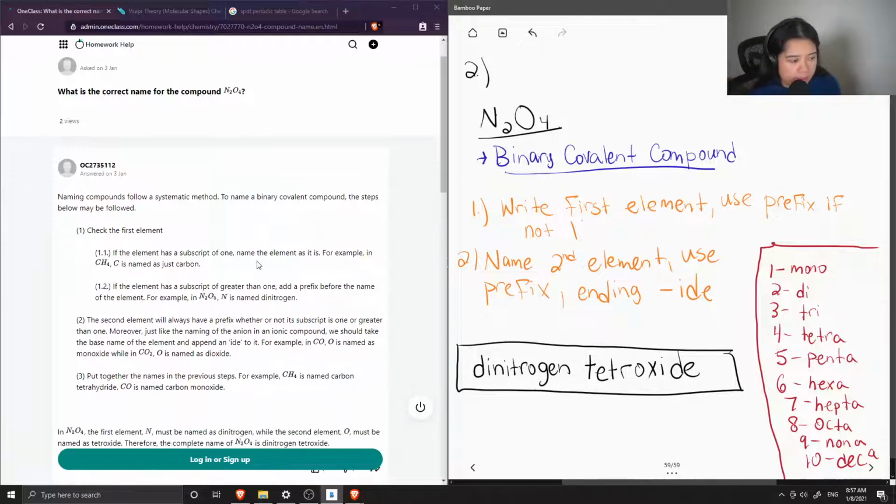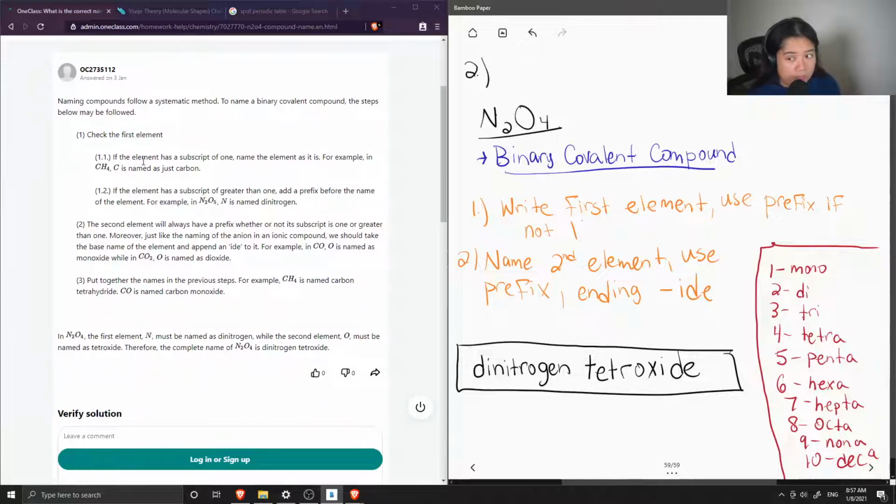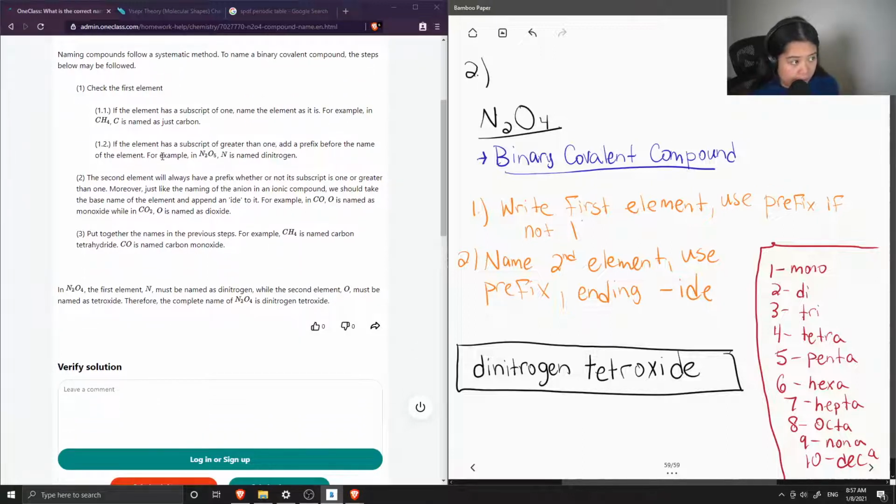Okay, so let's see what the junior tutor said. Naming compounds follow a systematic method. To name a binary covalent compound, the steps below may be followed. Step 1 is to check the first element. If the element has a subscript of 1, name the element as it is. For example, in CH4, C is just named as just carbon. If the element has a subscript of greater than 1, add a prefix before the name of the element. For example, in N2O5, N is named dinitrogen.